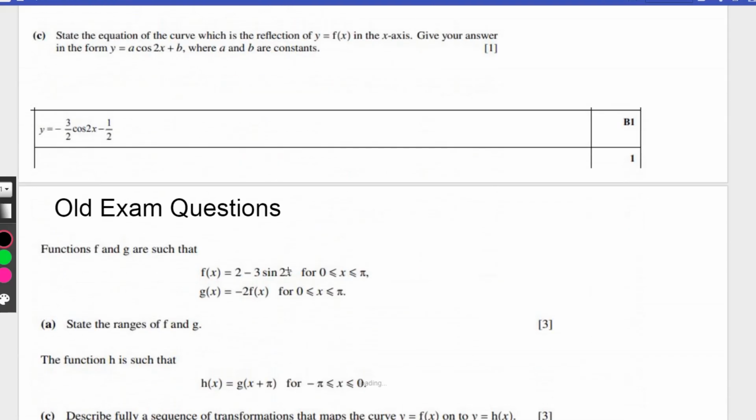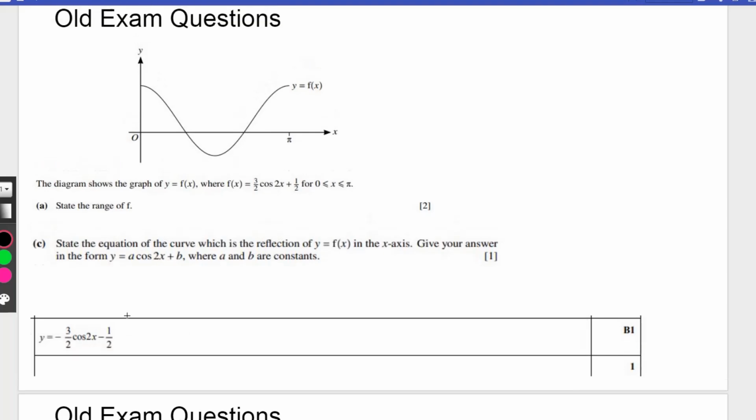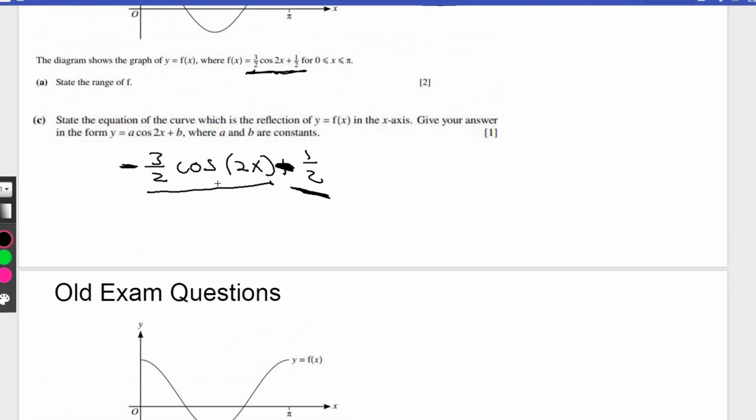So let's see what it says. -3/2 cosine 2x minus 1/2. Right? Pretty simple point. Pretty easy. It's not going to cost them very long, but you got to reflect over the x-axis. And see here, even in the terminology here, they're trying to let you know, don't multiply this by -1. Only this and this have to change. They're practically telling you not to change this, but people love to do that. Okay?